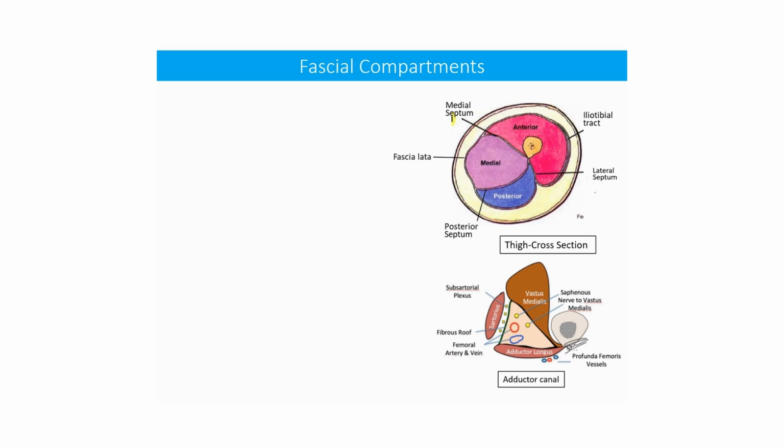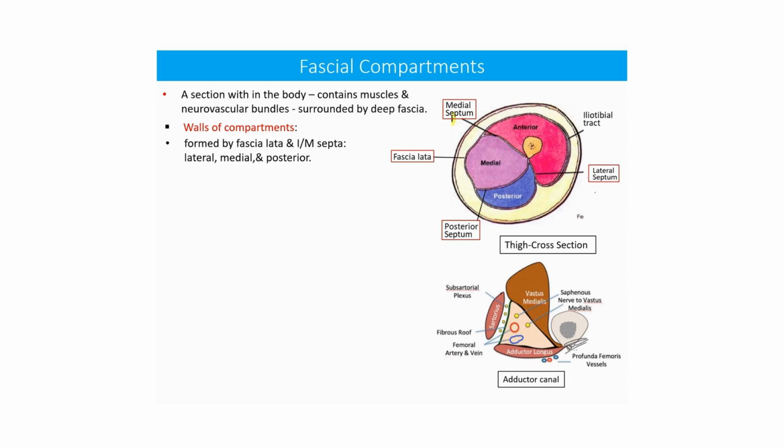Fascial compartments of the thigh. A fascial compartment is a section within the body which contains muscles and neurovascular bundles and is surrounded by deep fascia. Walls of the fascial compartments of the thigh are formed by fascia lata and three intermuscular septa, that is lateral, medial, and posterior.